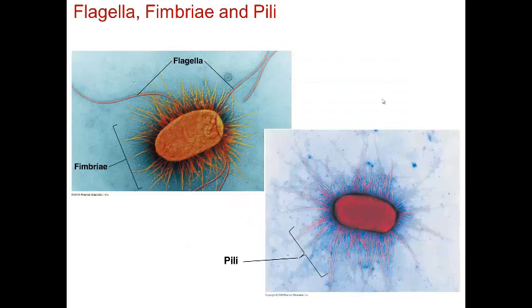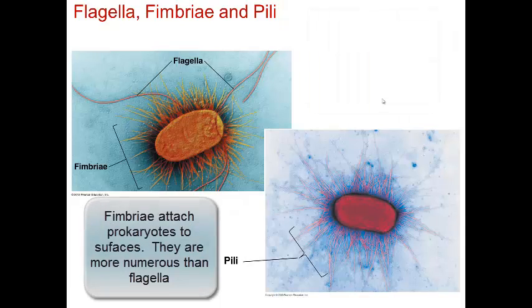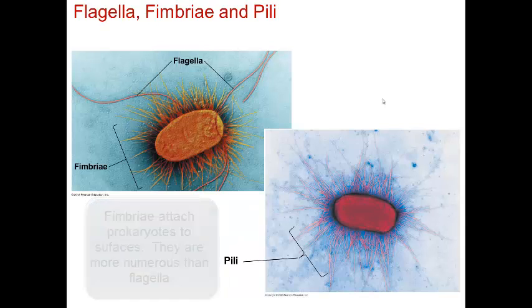Flagella, fimbriae, and pili are the next structures. Flagella are the structures that allow the prokaryote to move through their watery environment. They kind of look like a propeller and work like a propeller as well, moving the bacteria through water and other fluids. Fimbriae are structures that protrude out of the cell wall. They allow the bacteria to attach to surfaces like your teeth or rocks.